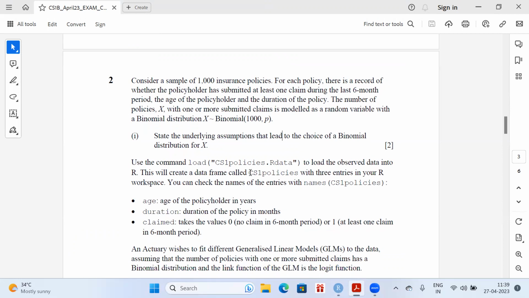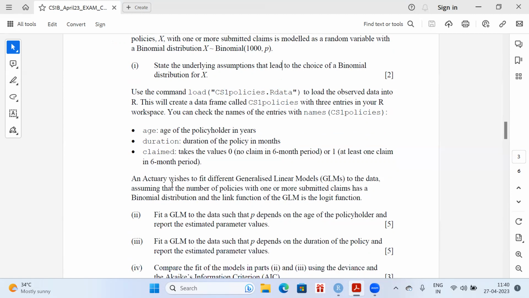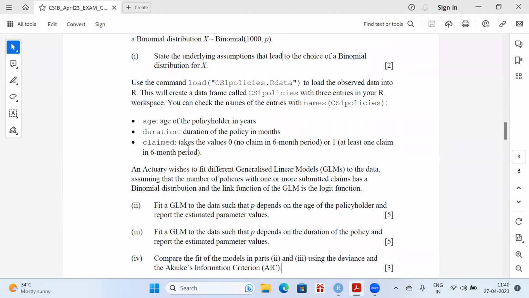Use the load command to load the CS1 policies R data. This was provided in the pre-work material. It loads the observed data into R and creates a data frame called CS1 policies with three entries: age, duration, and claimed. Claimed takes the value 0 or 1. The actuary wishes to fit generalized linear models to the data, assuming that the number of policies with one or more submitted claims has a binomial distribution, and the link function of the GLM is the logit function.